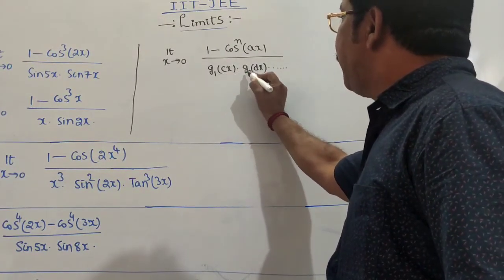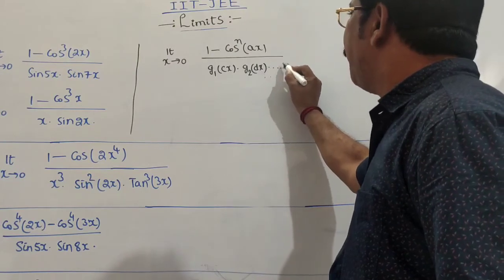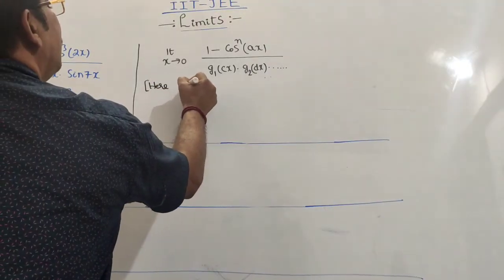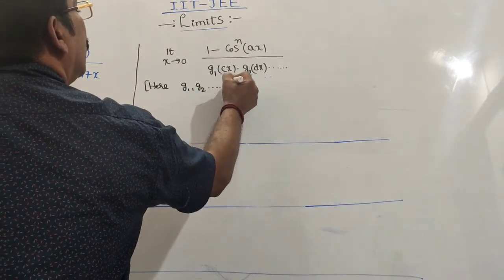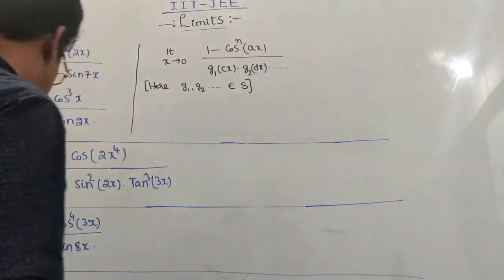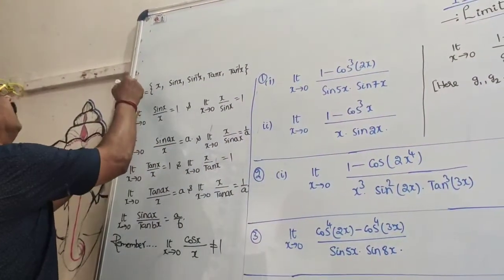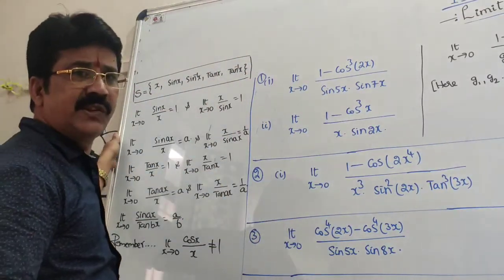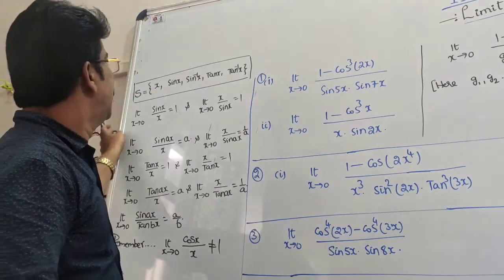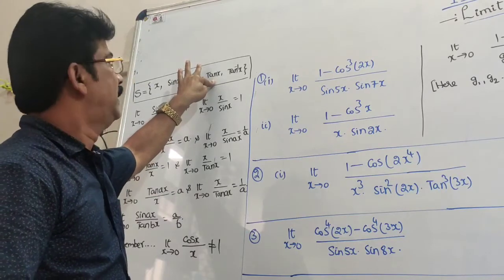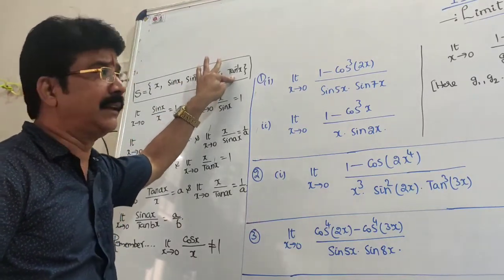g1 of cx, g2 of dx, something g3, something g4. What are they? Here g1, g2, that is from the set. What is this set? It may be the function x, it may be the function sin x or sin 2x or sin mx, it may be sin inverse of mx, it may be tan of mx, it may be tan inverse of mx, just like that.